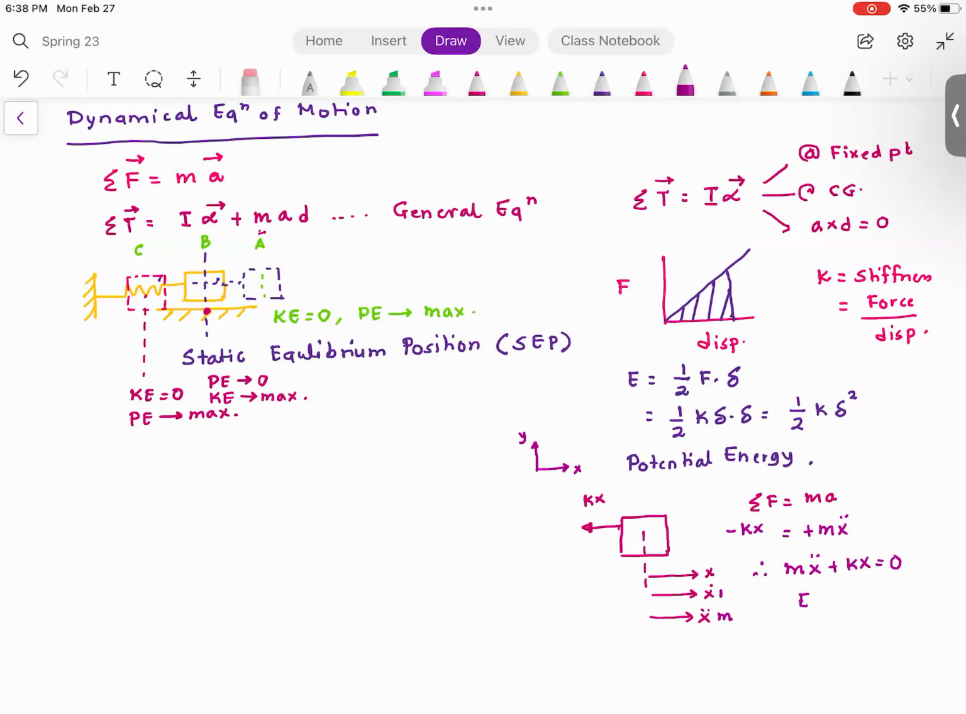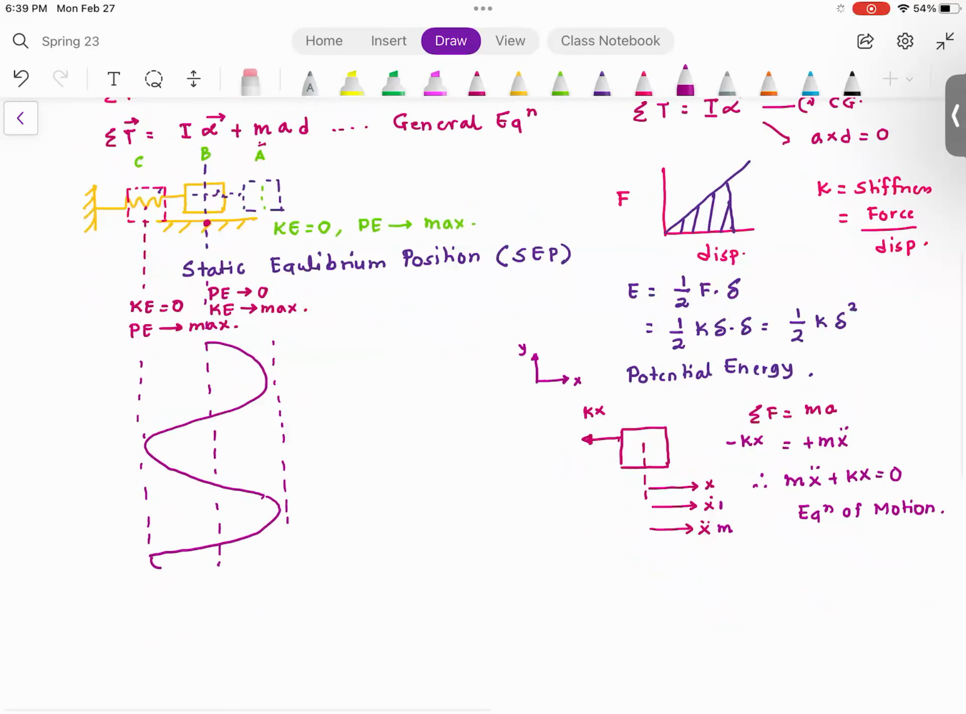So equation of motion. Are you with me so far? And if I were to plot this back and forth oscillatory motion of this mass, it is going to be something like this. Are you with me? So this is the equilibrium position, and then the mass is going to oscillate back and forth, back and forth.